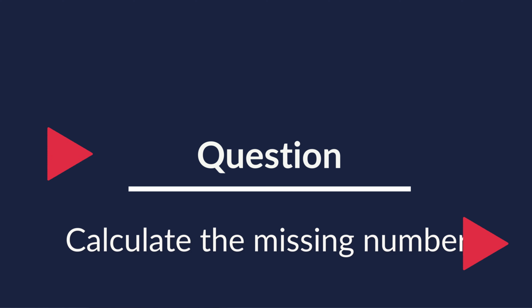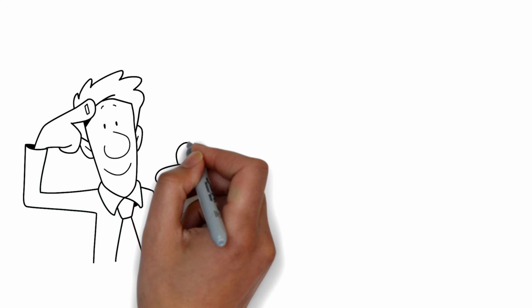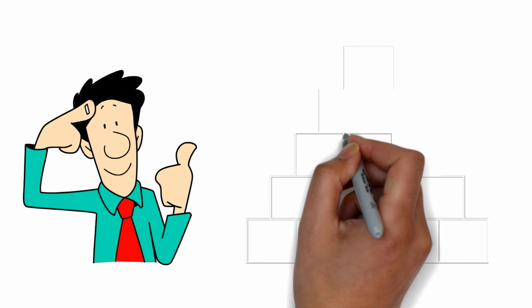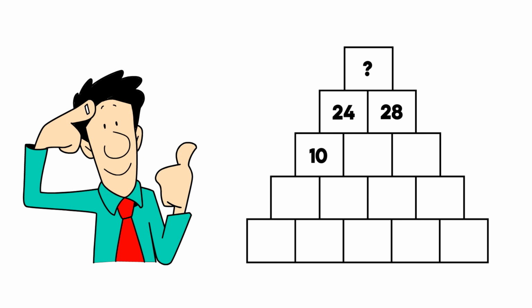Here's one of my favorite questions, and it is my favorite because it is so unusual. You are presented with the pyramid. The pyramid contains 5 different layers. If we go from the top to bottom, you have a question mark. This is the number that you need to uncover.